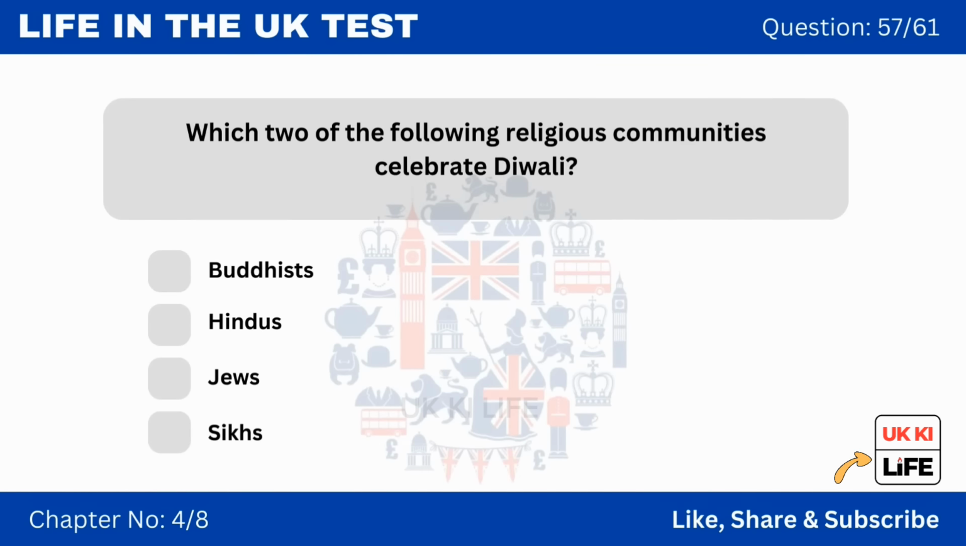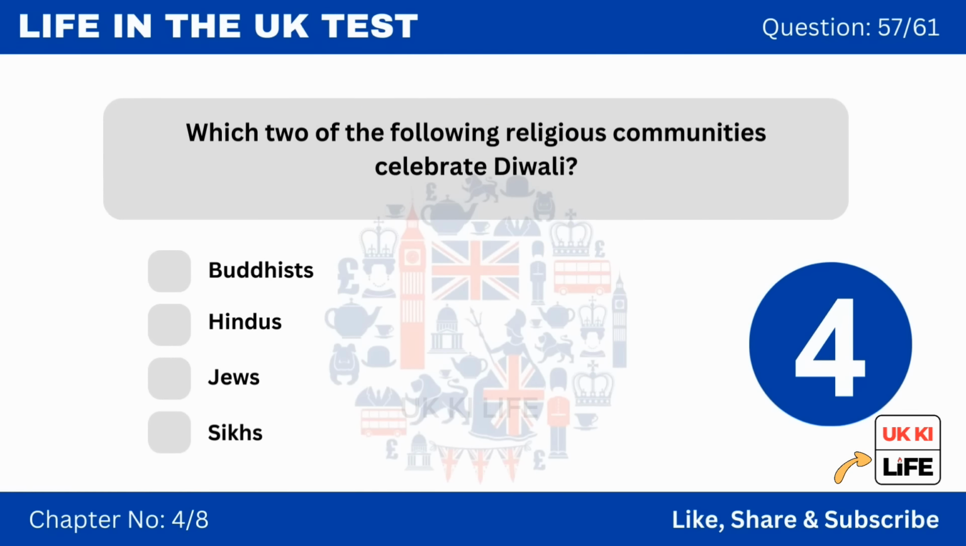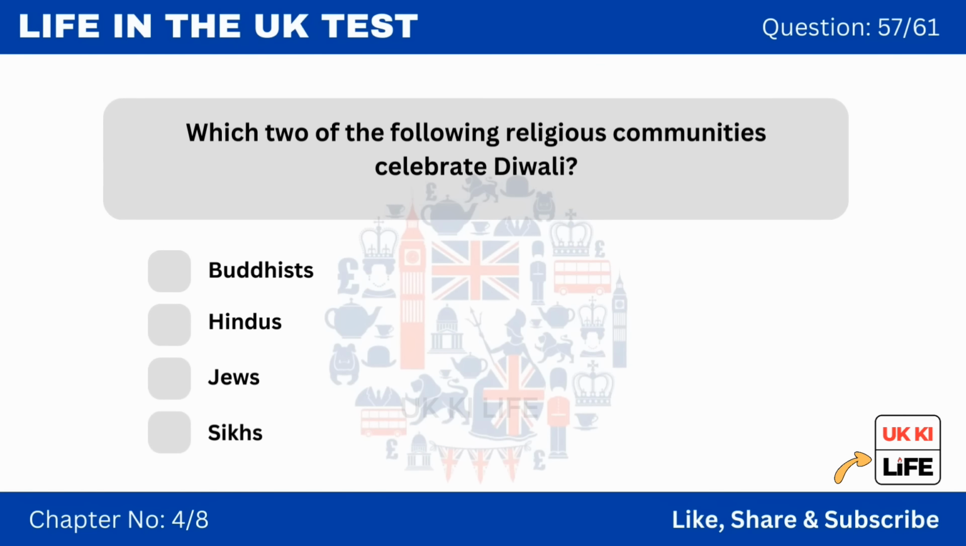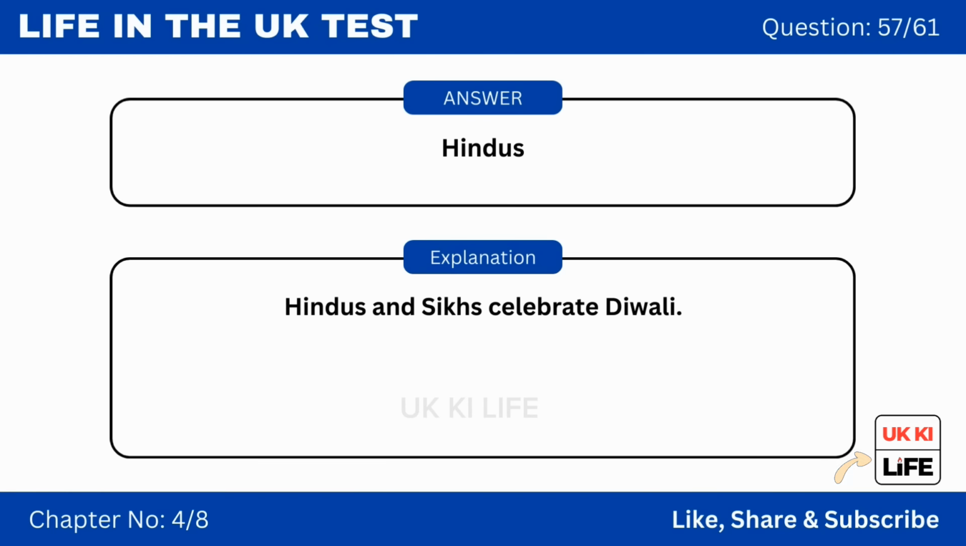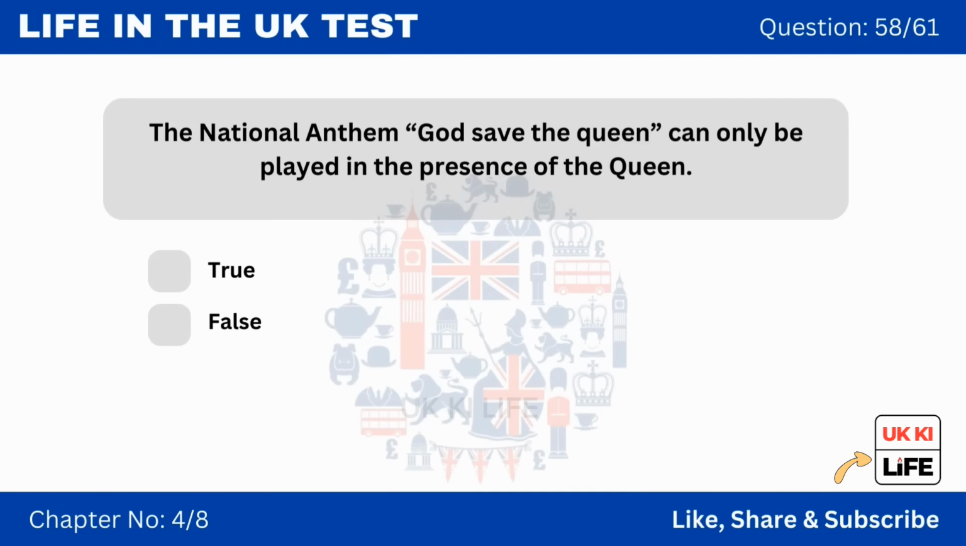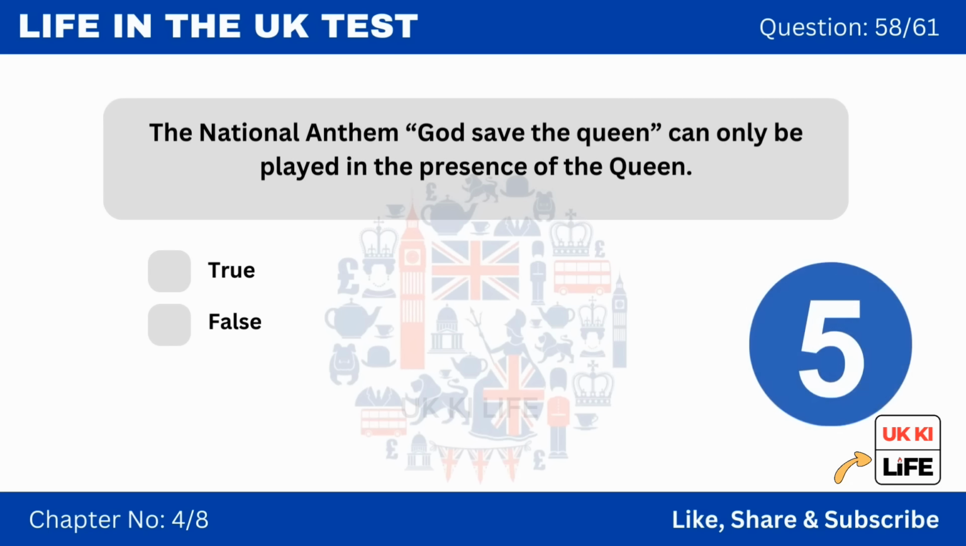Question 57. Which two of the following religious communities celebrate Diwali? Buddhists, Hindus, Jews, Sikhs. The correct option is B. Explanation. Hindus and Sikhs celebrate Diwali. Question 58. The national anthem, God Save the Queen, can only be played in the presence of the Queen. True. False.